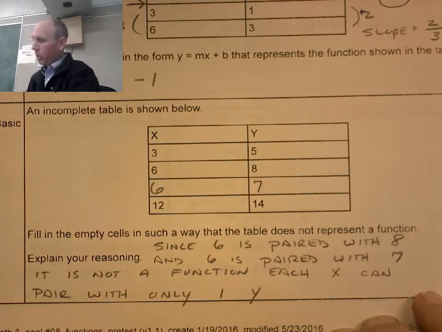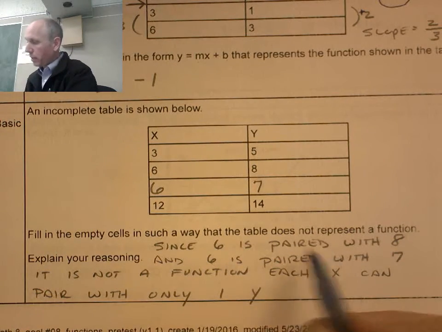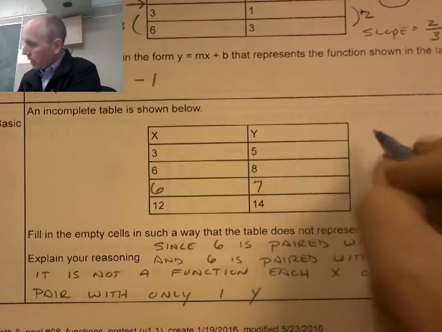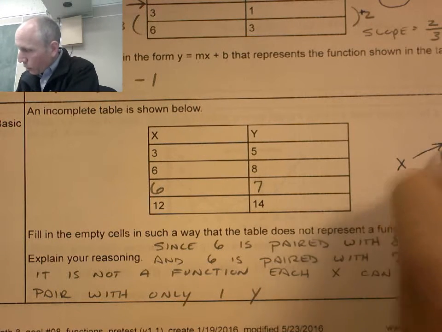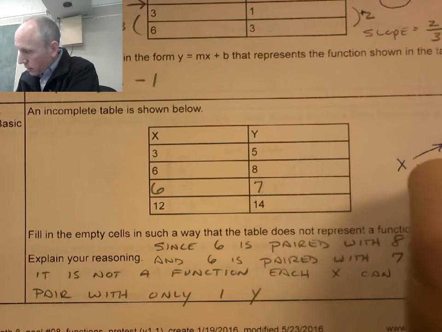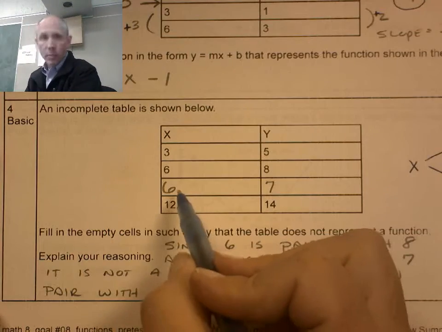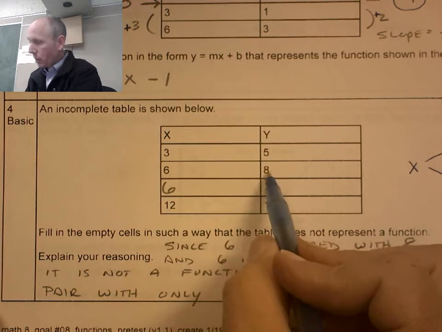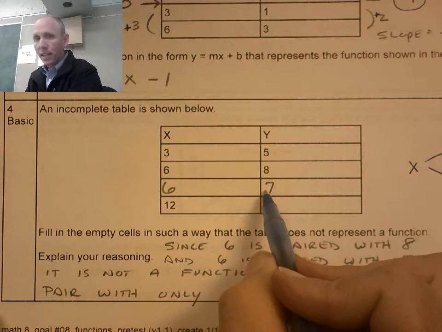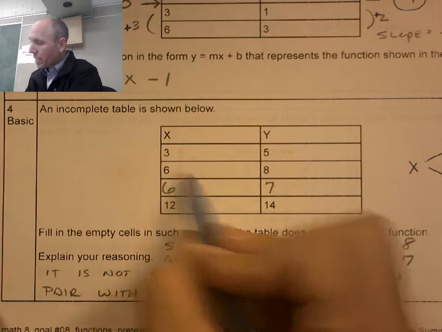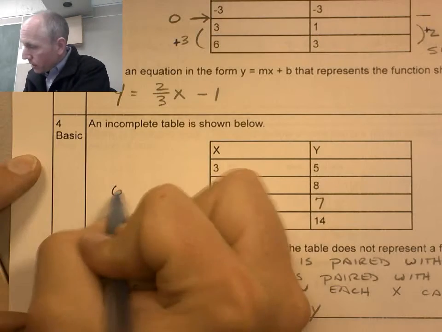An incomplete table is shown. Fill in the empty cells in such a way that the table does not represent a function. Explain your reasoning. Something is not a function if an x is trying to grab two different y's, right? If I see that happening, then it is not a function. So what I did here is I put a 6 right here. So 6 is grabbing 8, and 6 is grabbing 7, or maybe 6 is grabbing 9, or 6 is grabbing 10. But right here, that means it doesn't work.